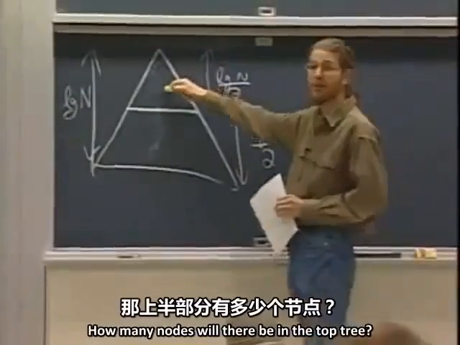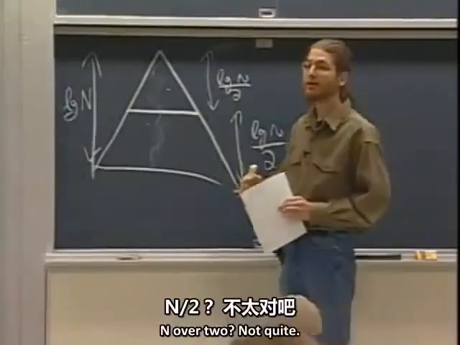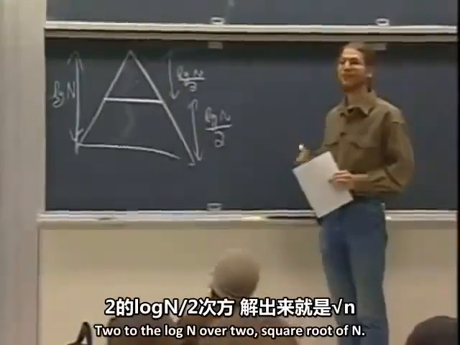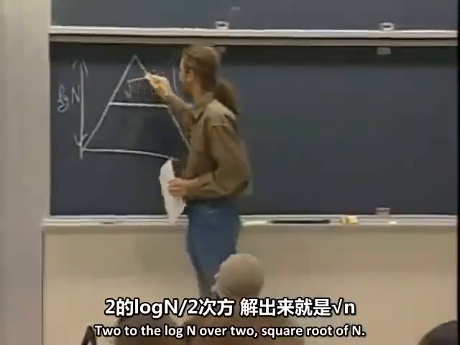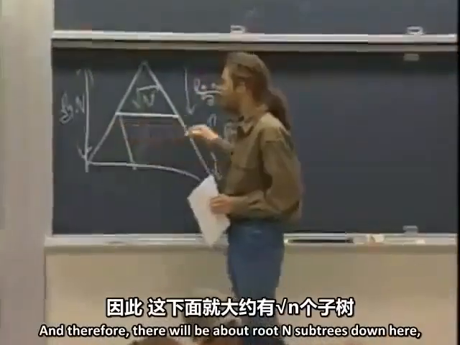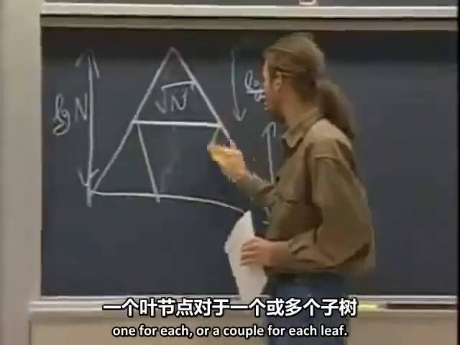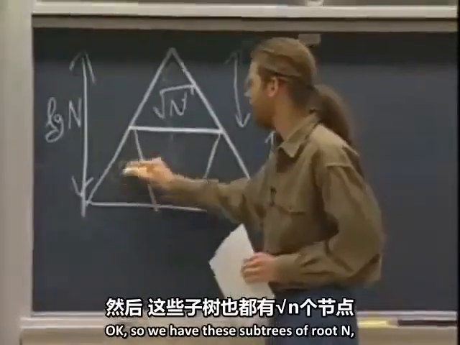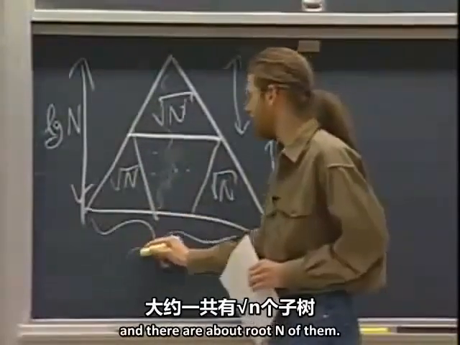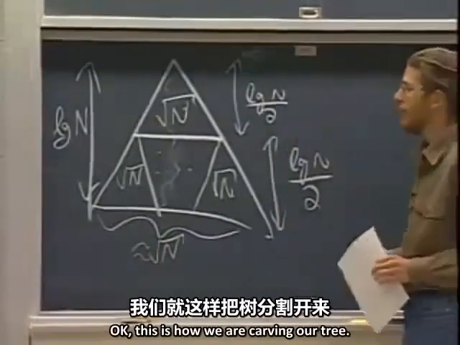How many nodes will there be in the top tree? N over 2? Not quite. 2 to the log n over 2, square root of n. So it'll be about root n nodes up here, and therefore there'll be about root n subtrees down here, one for each, or a couple for each leaf. So we have these subtrees of size root n, and there are about root n of them. This is how we're carving our tree.